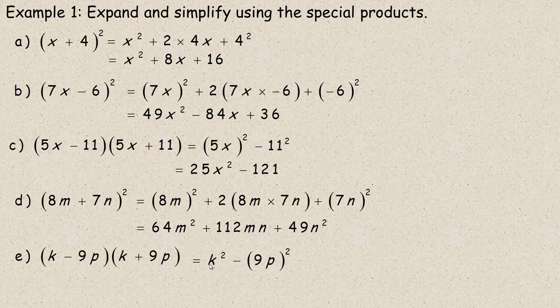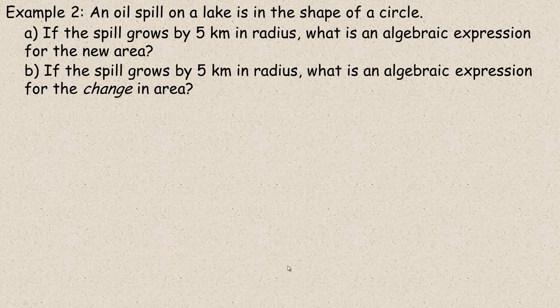So it's really just k times k, or k squared, minus 9p squared. So k squared, and then 9 squared is 81, so this would be 81p squared on the end. So there are some examples of using the special products. Let's take a look at an example on this last page here.